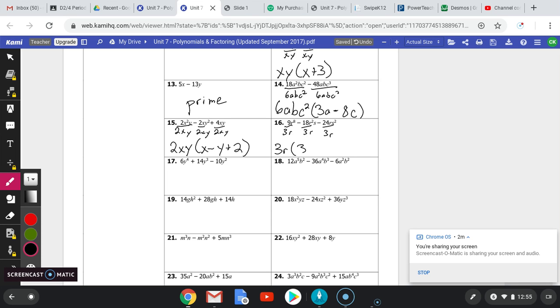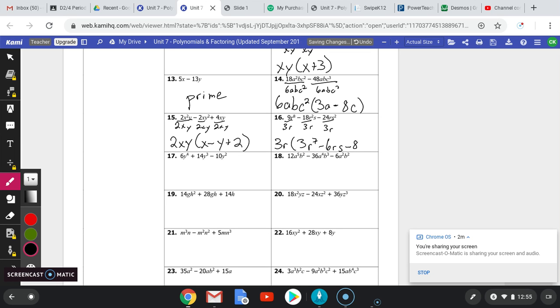So 9 divided by 3 is 3. R to the 8th divided by r is r to the 7th. Minus 18 divided by 3 is 6. R squared divided by r is r, and then we still got this s. Minus 24 divided by 3, 8. R divided by r's cancel, and I'm left with s squared. See, it's not really any different than what we were doing before, except we just got to worry about 3 terms.